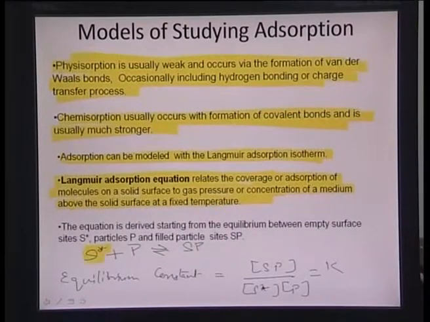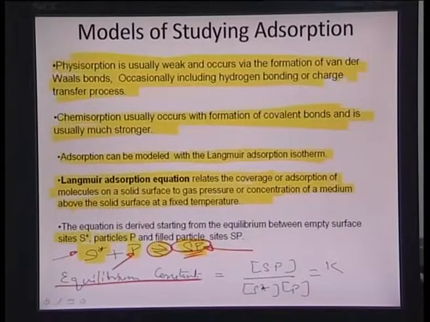Let us say S star is the number of sites which are available on a particular surface. You are adsorbing particles P onto these S star sites on that surface, and the filled particle sites are represented as SP. So typically there is an equilibrium between these two. You have S star, the number of active available sites, and P, the number of particles, and then the filled sites, SP. So there is an equilibrium between these, as you can see.